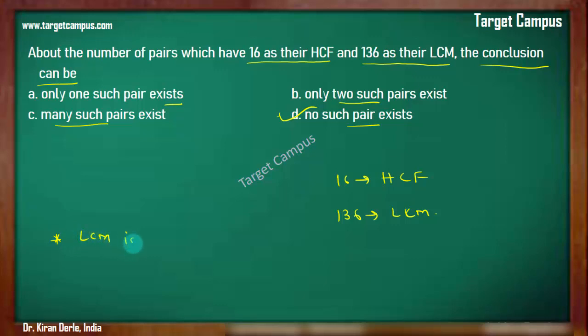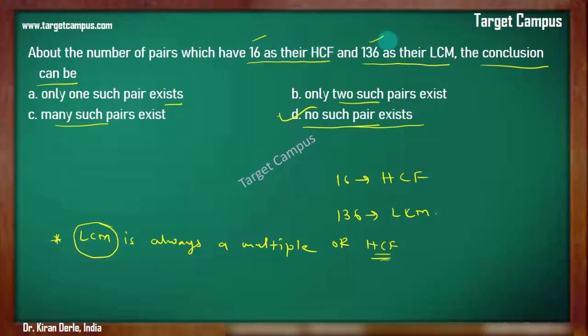LCM is always a multiple of HCF, right? Here we can see 136 cannot be divided by 16. So there is no such pair which will exist whose HCF will be 16 and LCM will be 136. This is not possible at all, because of this fundamental thing. I hope this is clear.